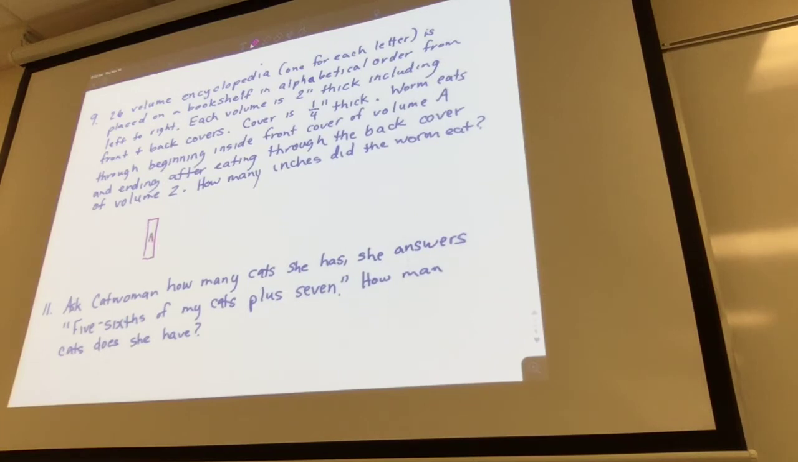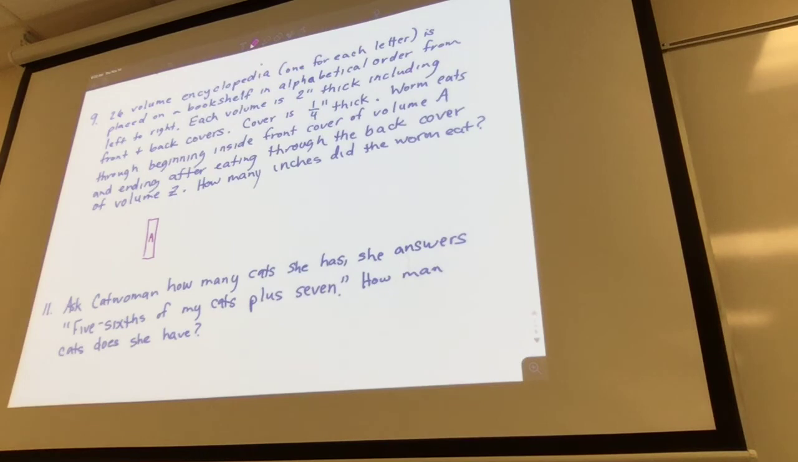Is that a 2 or a Z? A 2. Oh, Z. You're talking about this one? It says from A to Z. Let's do volume A to volume Z. It actually does look a lot like my 2s.